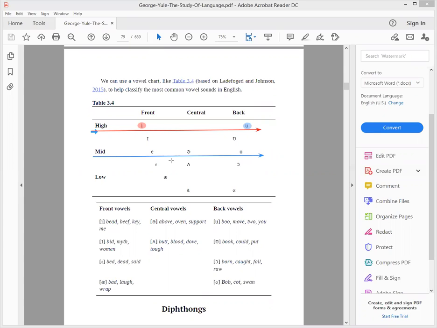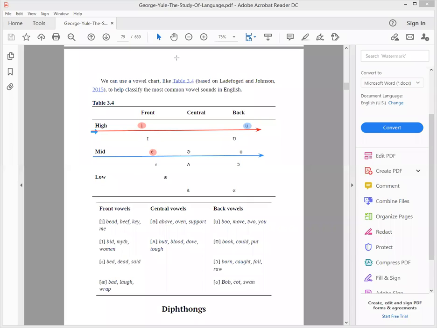It will not be right against your palate either. So how will we produce it? Front mid vowel, that is a, as in bad and sad.